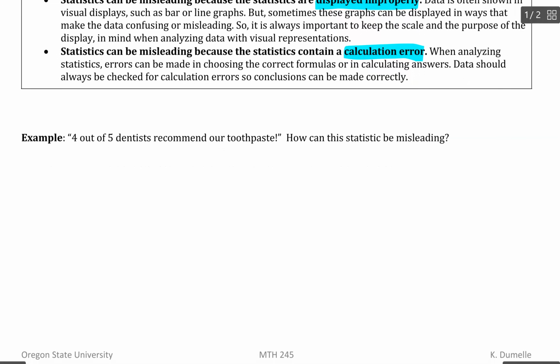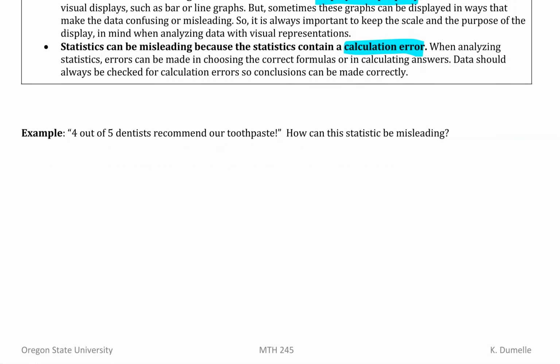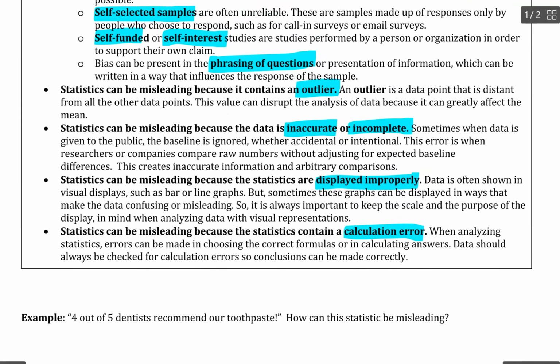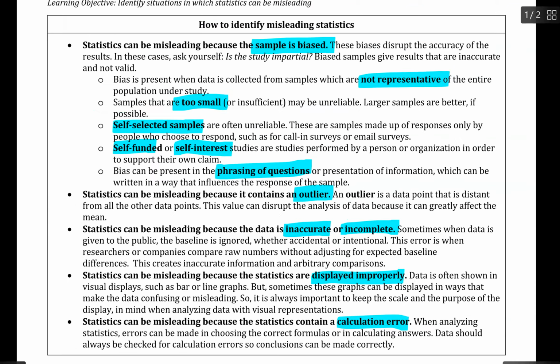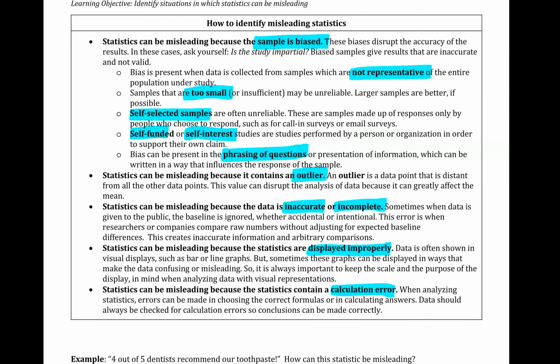Our first example says that 4 out of 5 dentists recommend our toothpaste. How can this statistic be misleading? I encourage you to pause the video, take a moment, look at these, and answer how you think this statement, 4 out of 5 dentists recommend our toothpaste, is misleading, and write down some responses. Play the video when you're ready to check your answers.